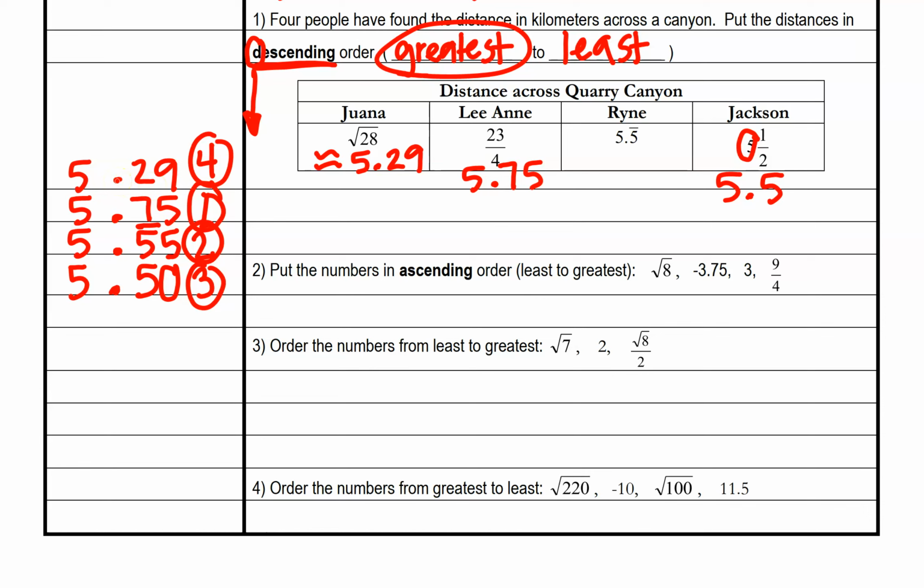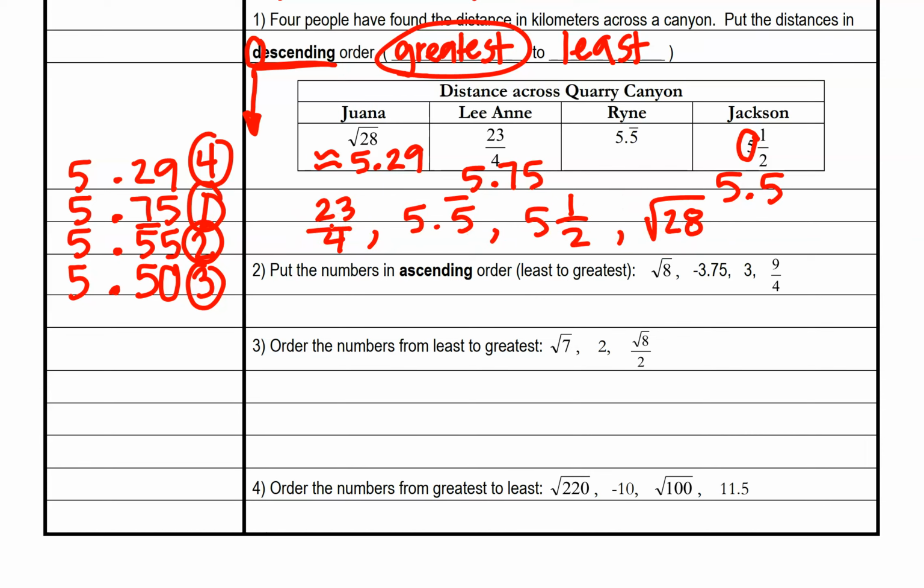Now, in order for you to put them in descending order, you have to place them in the original form. So first, we're looking for the greatest number. My greatest number was 5.75, so the first number is 23/4. Then my next number was 5.55, 5.5 repeating. My next number was 5.5. And then my last number was square root of 28. So we put the numbers in descending order and we put them back in their original form.